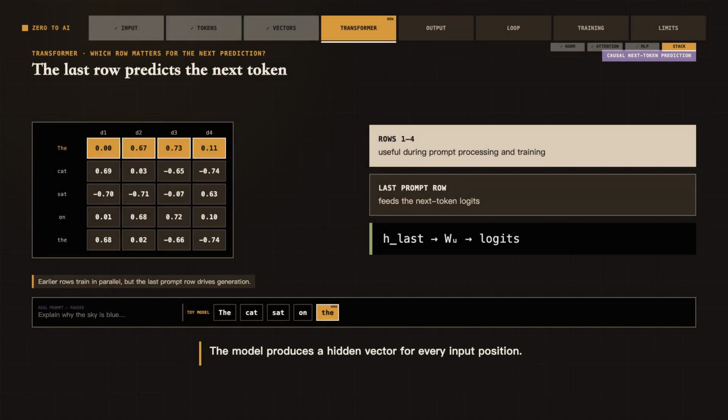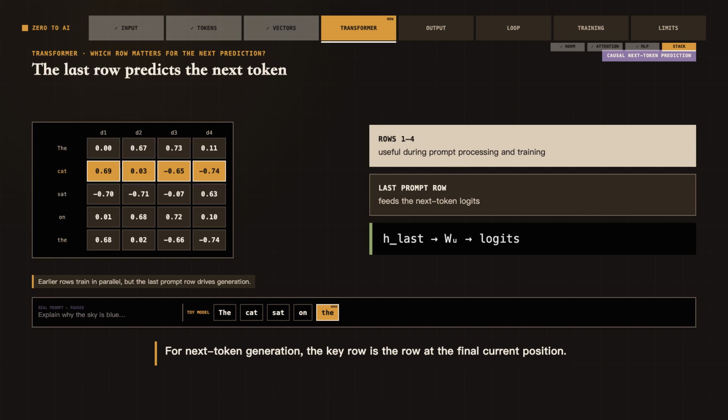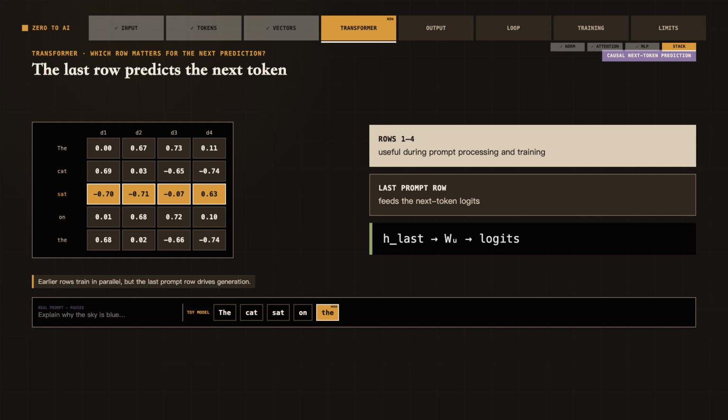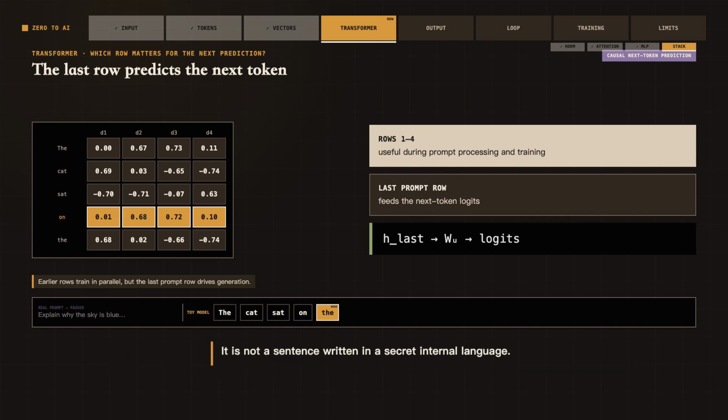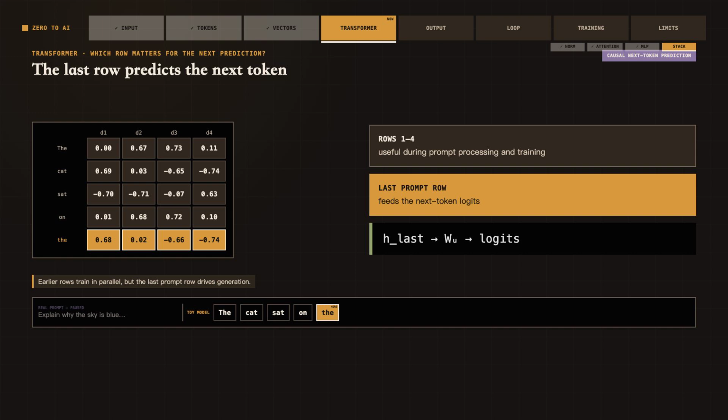The model produces a hidden vector for every input position. For next token generation, the key row is the row at the final current position. Because of causal attention, that position can depend on the entire available prefix. Its final hidden vector is the model's current numerical representation for predicting what should come after the sequence. It is not a sentence written in a secret internal language. It is a vector of learned features. We now need to turn that vector into one score for every possible next token.